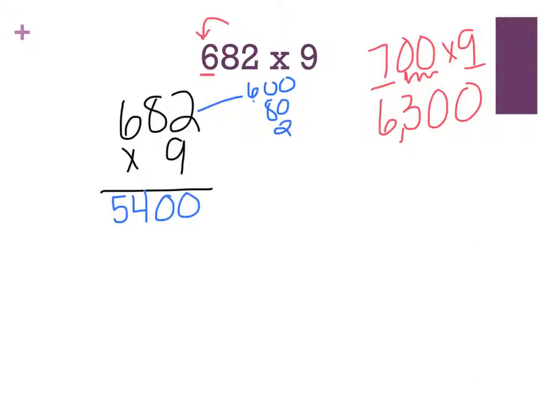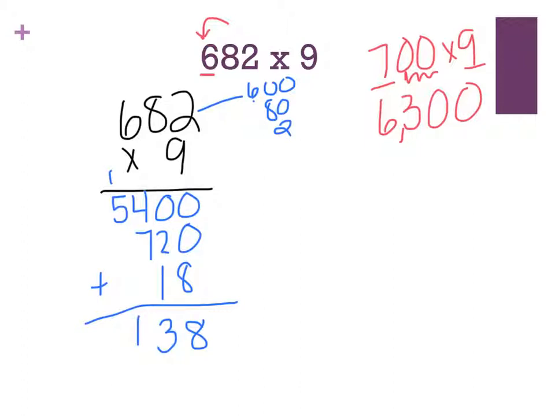9 times 8, that's 72. With 1 zero for the tens, it's 720. And 9 times 2 is 18. I'm going to add all my partial products to get 8. 2 plus 1, 3. 7 plus 4, 11, and I regroup my 1. And 5 plus 1, 6, giving me the answer of 6,138.